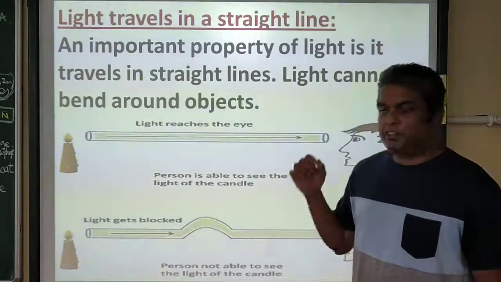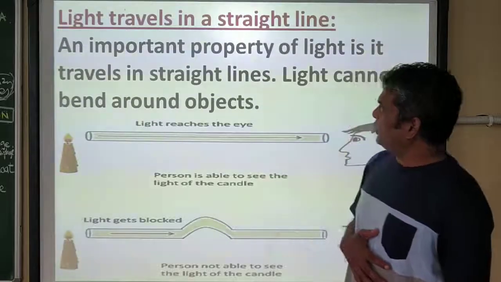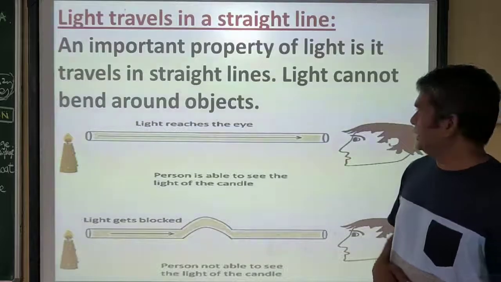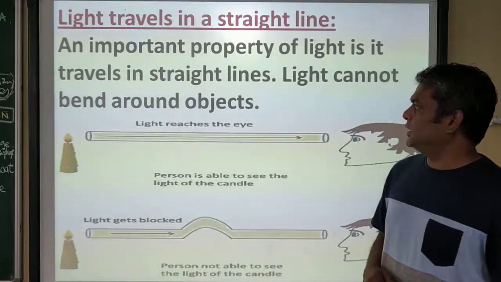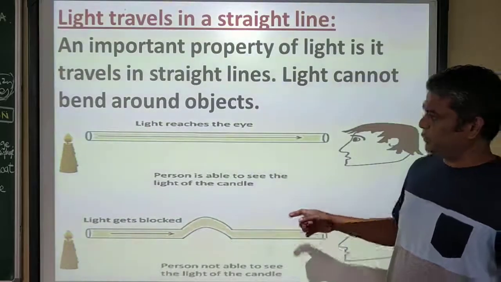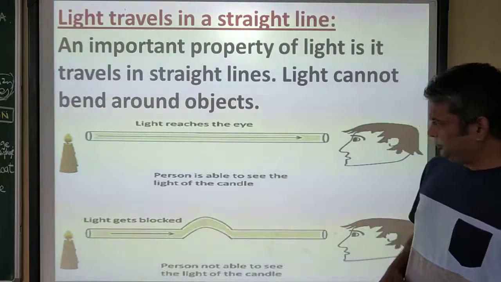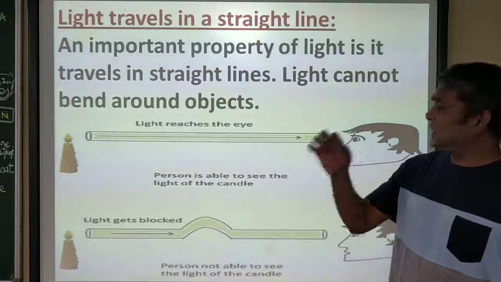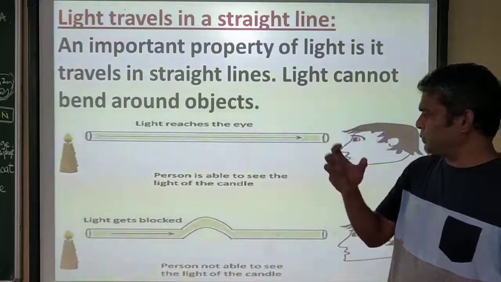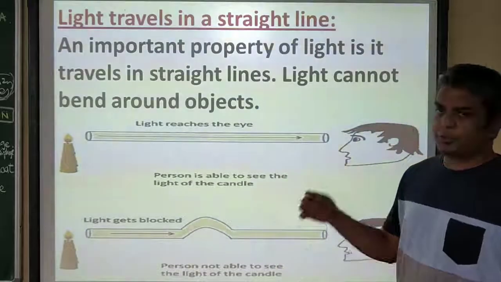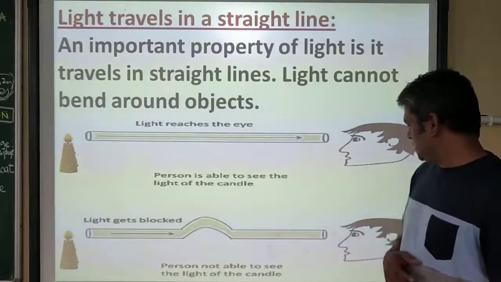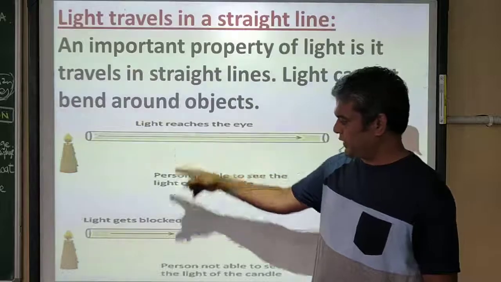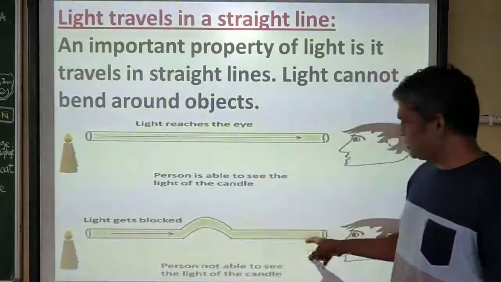Now light travels in a straight line. An important property of light is that it travels in a straight line. Light cannot bend around objects. Here you can do an experiment at home. Take a tube or a pipe or something and just see through it and then try and bend the pipe. When you bend the pipe, you will see that you cannot see right across. So that tells us that light travels in a straight line. It cannot bend, and then you cannot see it again.